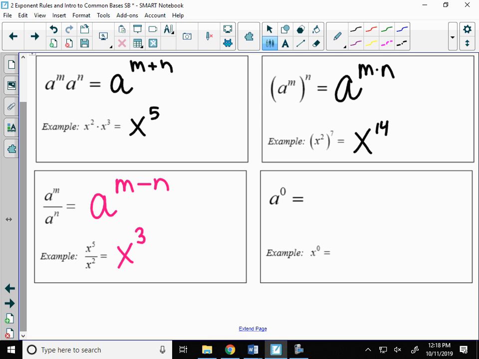What's a to the 0? 1. So again, if I have x to the 0, 1. Anything to the 0 power equals 1, except for 0. What's 0 to the 0? Undefined, yeah. All right, next one.